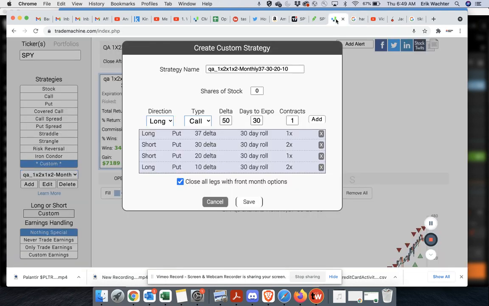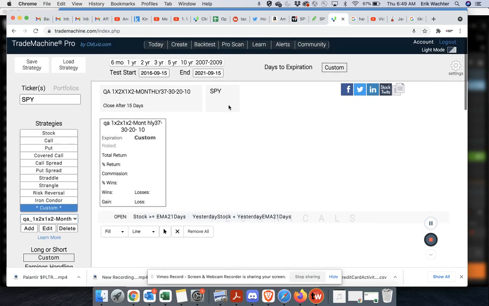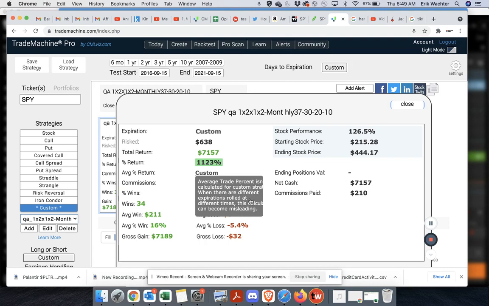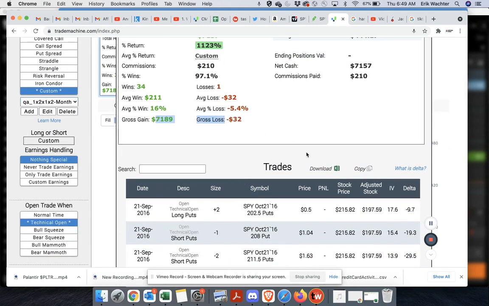Let's go back to the backtest. So this is the 5-year backtest, and you can see that it's hard to beat this strategy over the past 5 years. Yeah, the only loss was $32, gross gain, boom.